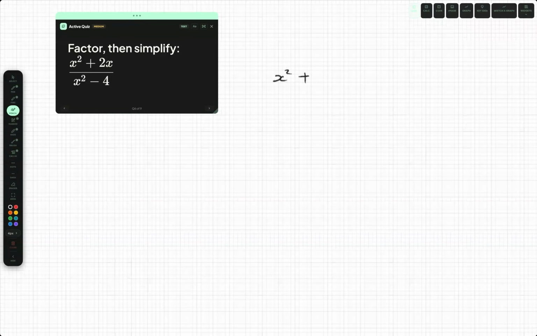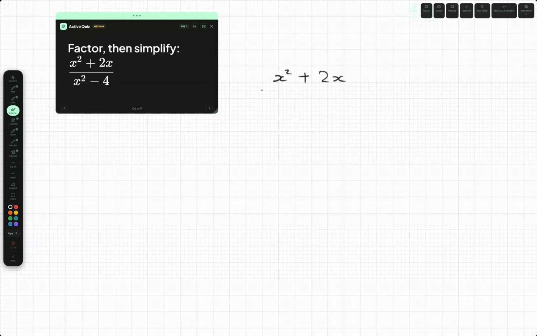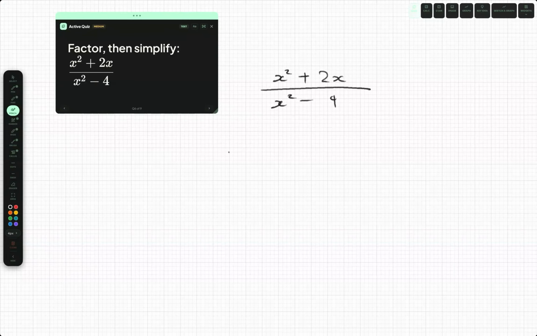x squared plus 2x all over x squared minus 4. Right, so the common factor at the top is obviously x. x squared divided by x is x. 2x divided by x is just 2. All over our x squared minus 4.